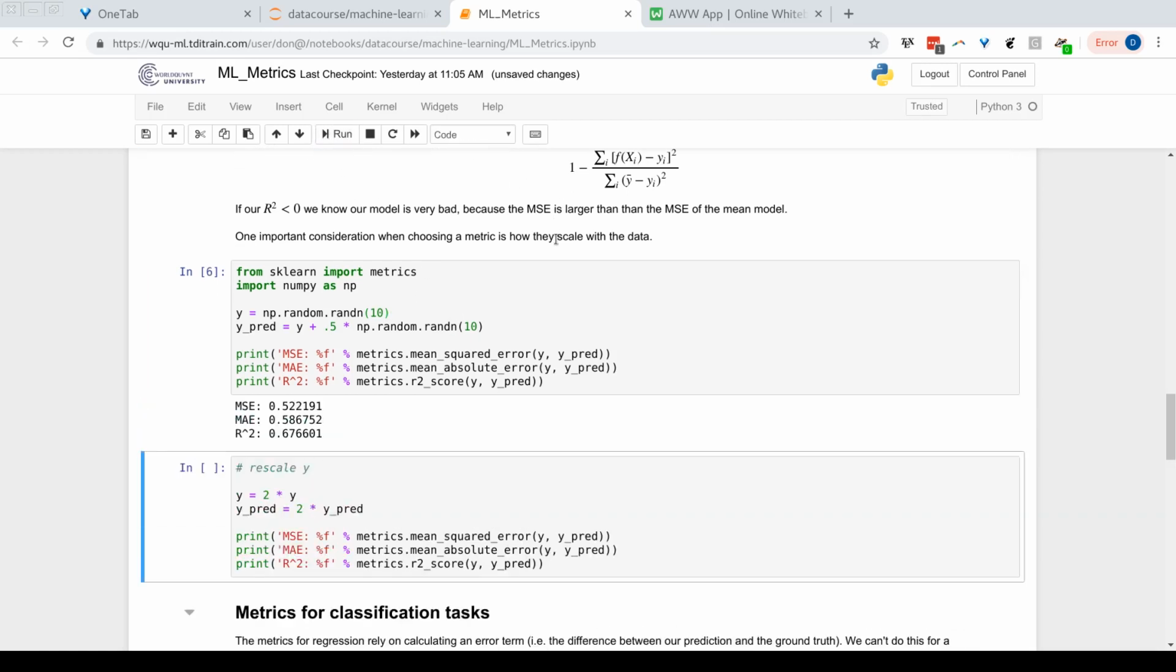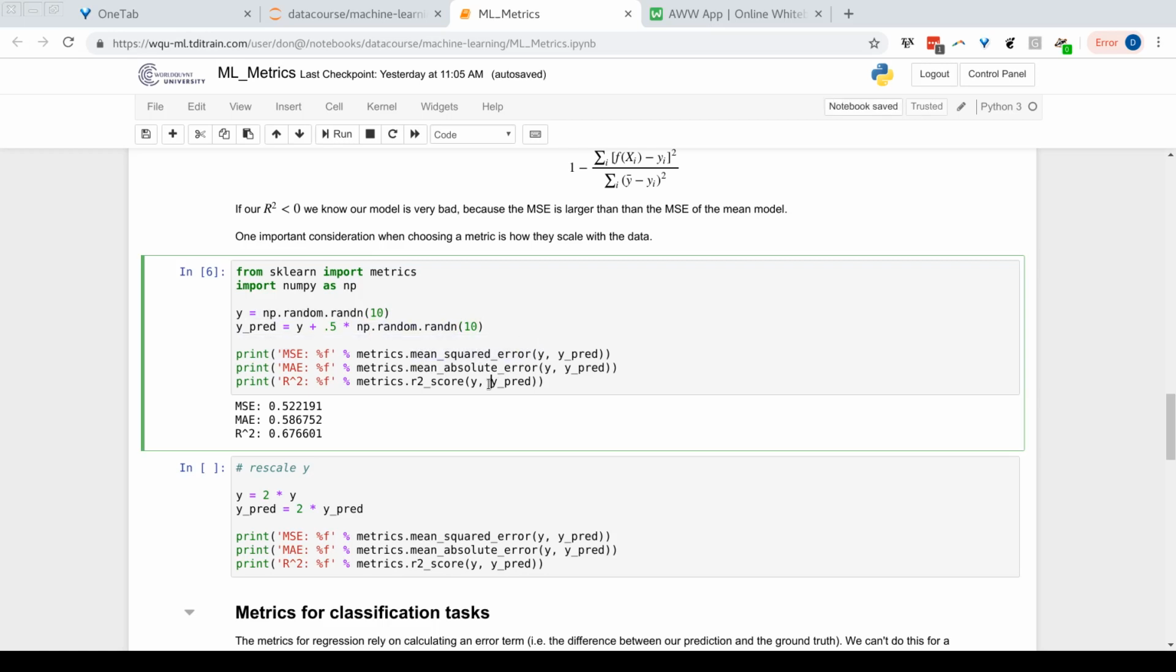Okay, so let's go ahead and play around with these. Inside Scikit-learn, there's a metrics module you can import. The metrics module has all these nice metrics for us to use. So in this case, we'll generate some data, add some noise to it, and we can go ahead and calculate the mean squared error, the mean absolute error, and even the R squared value. So that's what we have here.